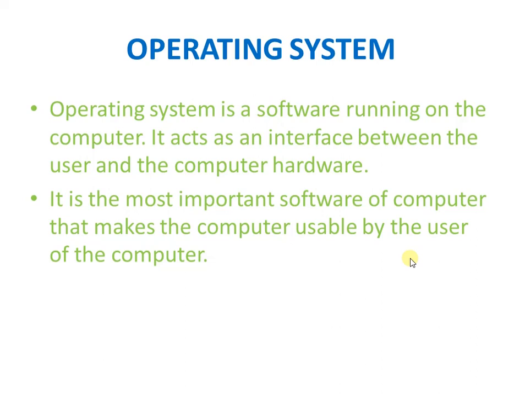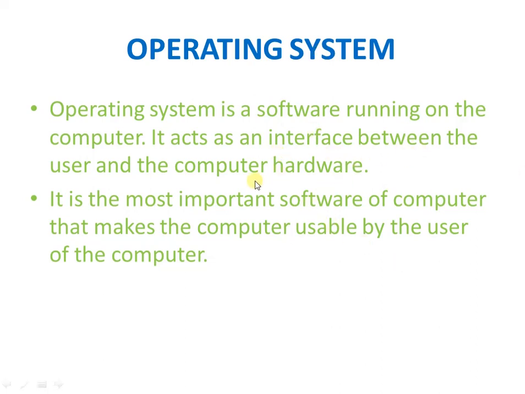Next topic is the operating system. What is an operating system, and what are the features and functions of an operating system? What is the use of the operating system? First of all, we will study what is an operating system. Operating system is a software running on the computer. It acts as an interface between the user and the computer hardware.